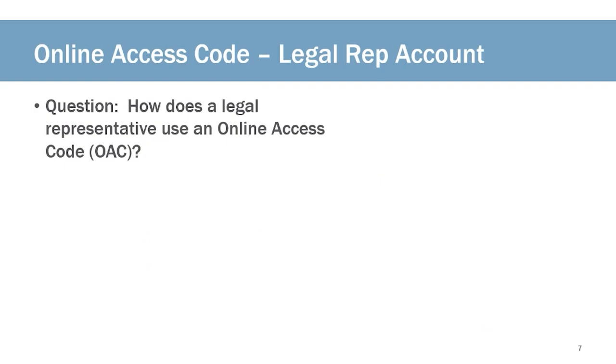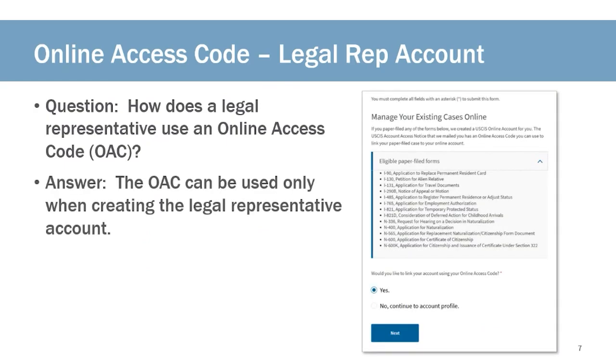If a legal representative filed a form on paper, and it's one of the forms that we process electronically, then similar steps were taken and a notice with an online access code was sent. When the legal representative creates their online account, there's a step in the process of account creation where they can enter the code to manage their existing paper cases online. After that, if they file a form on paper, they must include their online account number to have that paper filing linked to their account.